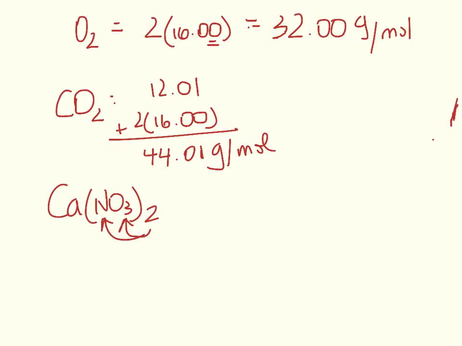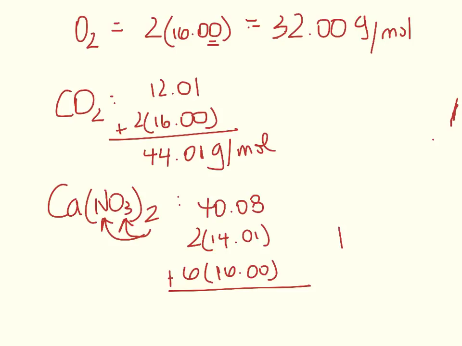So my mass of calcium, when I do this, so the mass of calcium is 40.08, and there's 1 of those. I will have 2 times the mass of nitrogen, which is 14.01. And I will have 6 times the mass of oxygen, which of course is 16.00. And when I add all of that up, I should get 164.10, and that's in grams per mole. So that's how we're going to calculate our molar mass.